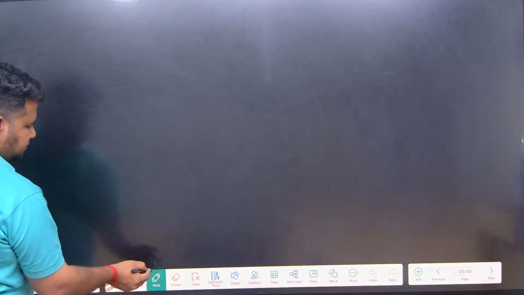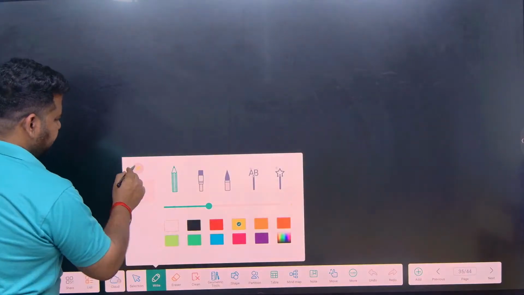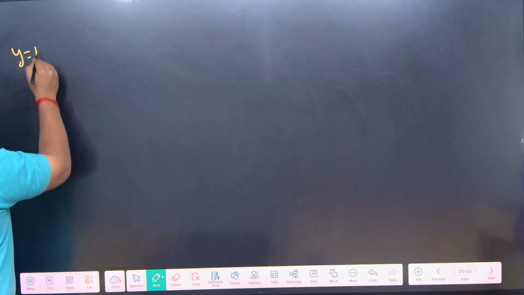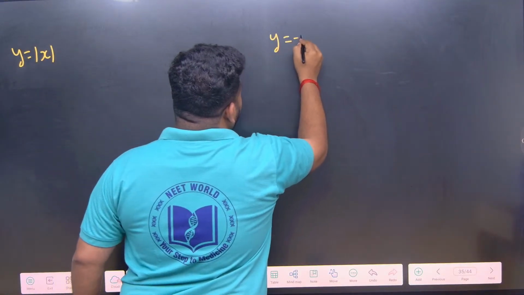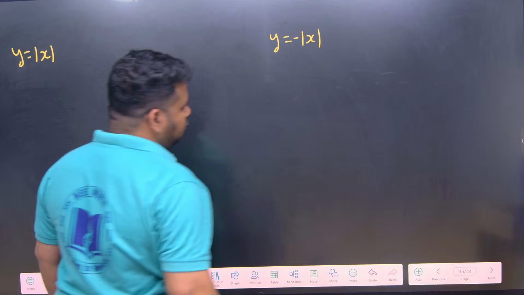So see here, what graph did we get first? We got the graph of y is equal to mod x. Now I want to compare with another graph, that is y is equal to minus mod x.